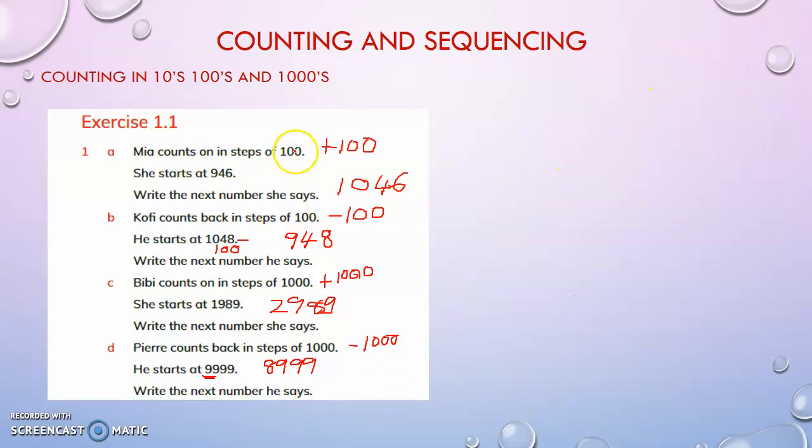So counting on means you're moving in the forward direction. Plus ചെയ്യണം. Counting back ആണെങ്കിൽ minus ചെയ്യണം. So counting on by 100 ചെയ്താൽ the hundreds place value alone changes. ബാക്കിയുള്ള place values same ആവും. But of course ഇപ്പോൾ 9 ആയതുകൊണ്ട് plus 1 ചെയ്താൽ 1046 വരും. Similarly ഇവിടെ 1048 എന്നുള്ളത് minus 1 ചെയ്താൽ 948 വരും. This is counting by thousands. We know when we count by thousands, the value in the thousands place alone changes. So I hope this is clear.